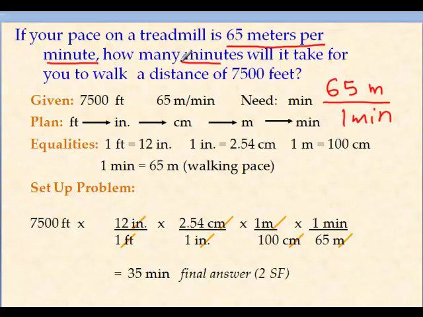Now I need to find out how many minutes it will take for me to walk a distance of 7,500 feet. So now, firstly, I have 7,500 feet, but my final statement is in meters. So the best approach would be for me to convert my feet to my meters first. So notice over here, I've done that in 4 steps. My feet into inches, inches into centimeters, centimeters into meters. And once I have that, I can apply the word problem.